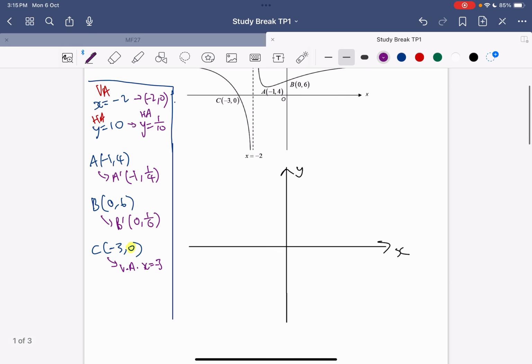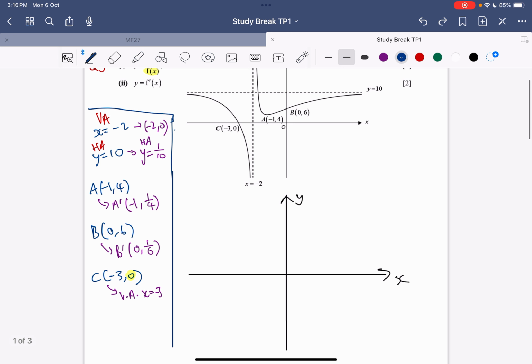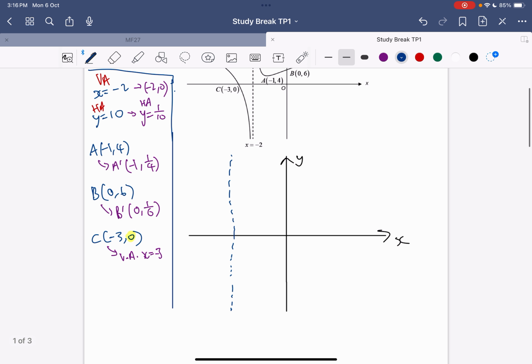Okay, so with all these features in mind, we can start to put down our key features of the new graph. I will highly encourage you to draw the asymptotes first. Okay, notice the asymptote has changed. It's no longer at -2, so I made a small error. It should be at -3, where initially it was an intercept. So over here, please use a ruler for this, x equals -3, so that will be our vertical asymptote.